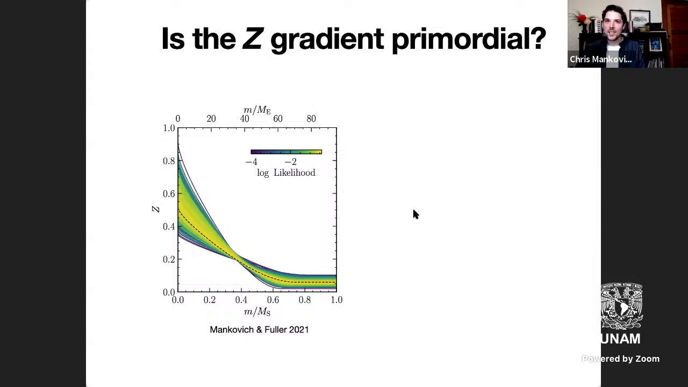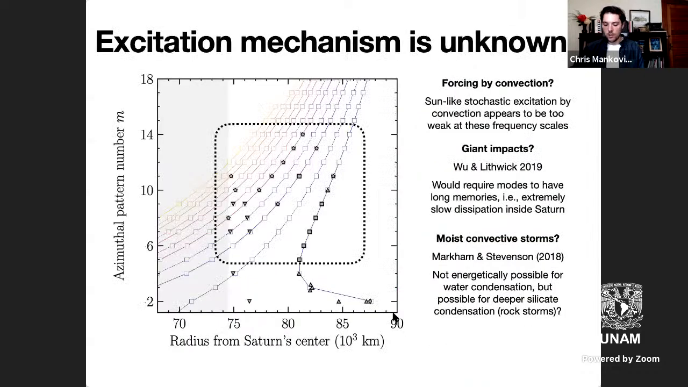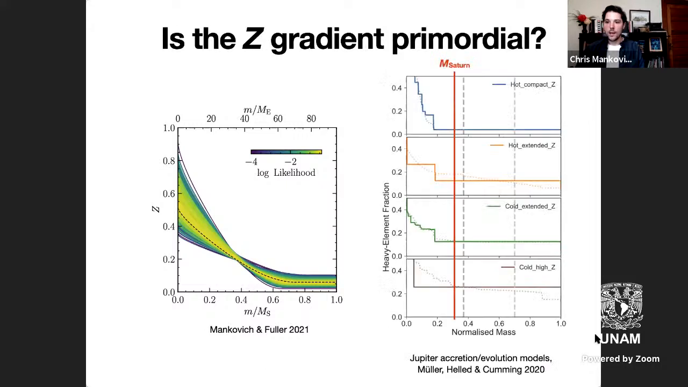So a big question is, is the Z gradient primordial? I'll wrap up in just a minute. It's still unclear. This is kind of what the heavy element distribution looks like as a function of mass in one family of our models. These are simulations of accretion and evolution for Jupiter. And this is a paper that argues that it might be hard to get as diffuse a core for Jupiter as seems to be necessary based on Jupiter's gravity field.